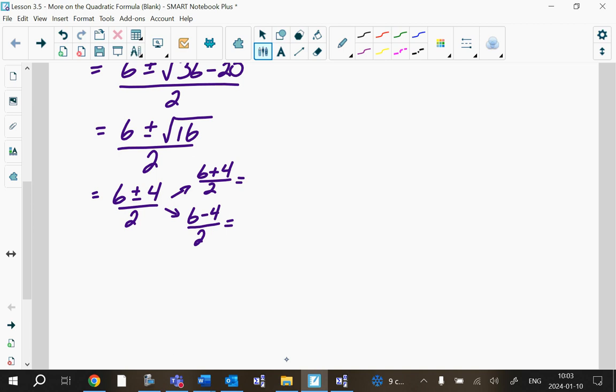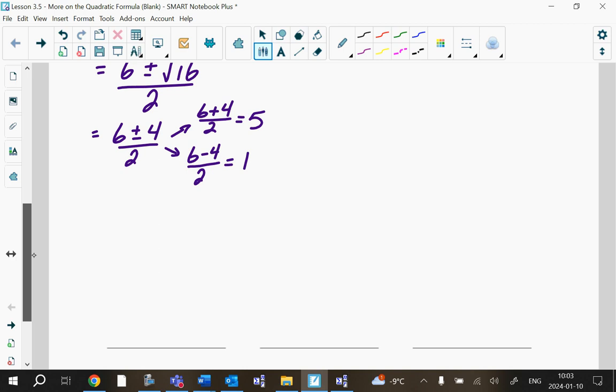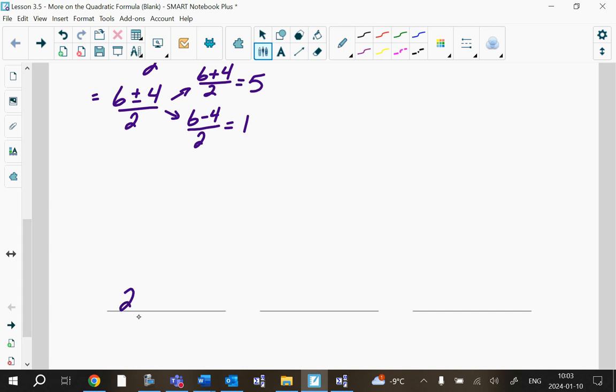So we're going to get solutions that don't have square roots in them in this one. Okay, we're going to get rational numbers. So what's 6 plus 4 divided by 2? 5. 6 minus 4 divided by 2? 1. Therefore, we have 2 solutions, 5 and 1.